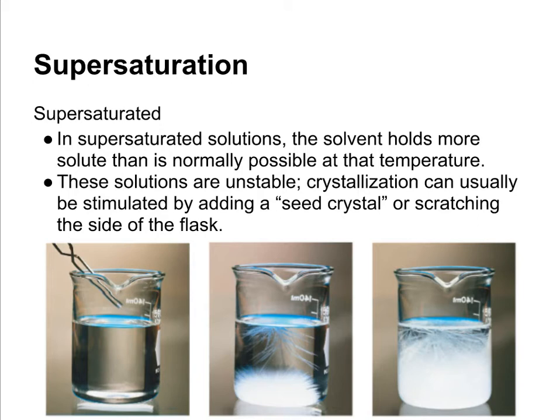Supersaturated solutions are unstable. You can cause a supersaturated solution to rapidly crystallize by just adding one salt crystal, or even just getting a tiny piece of glass scratched off the side of the flask or container of the supersaturated solution. So in this picture, they're adding one seed crystal, and as soon as they add that, the rest of the crystals rapidly form out of the solution.